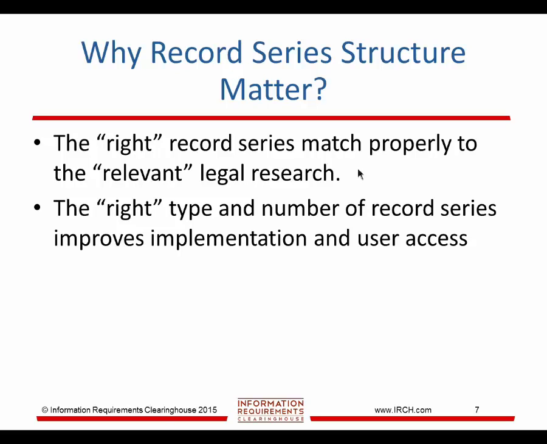The right type of record series and the right number of record series improves the implementation user access. Of course, if you have too few, users can't find the categories they're looking for, and if you have too many, it relates to inconsistency. That's why I go back to the slide I previously presented. We need to set up systems with the right number of retention categories or record series per individual.